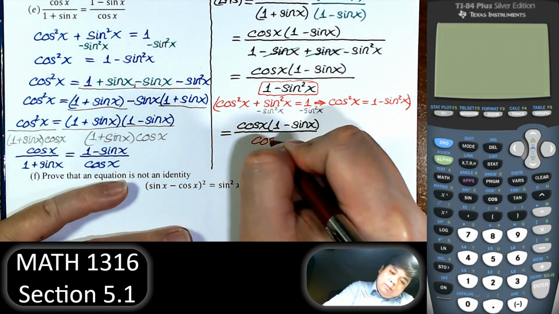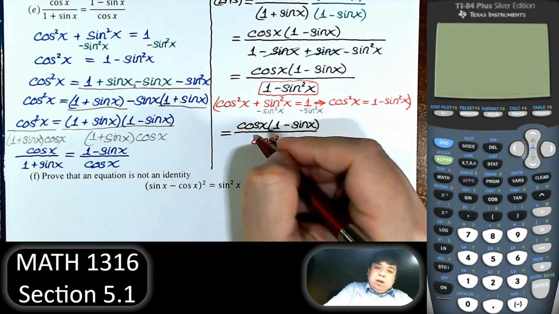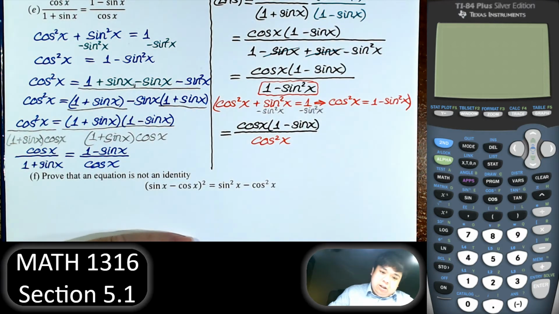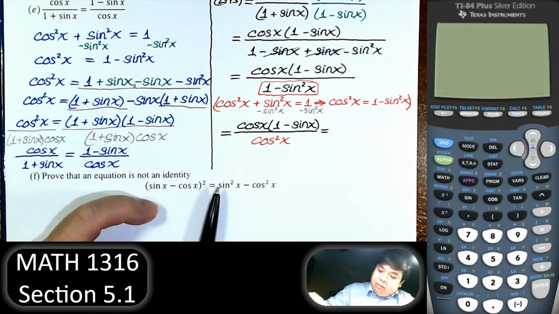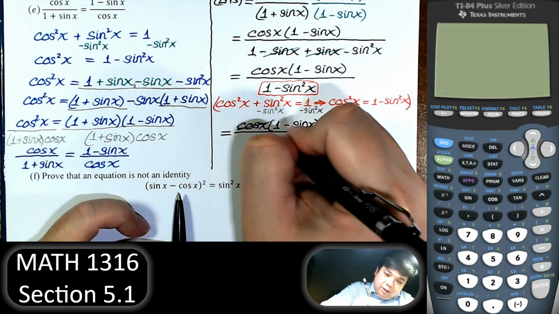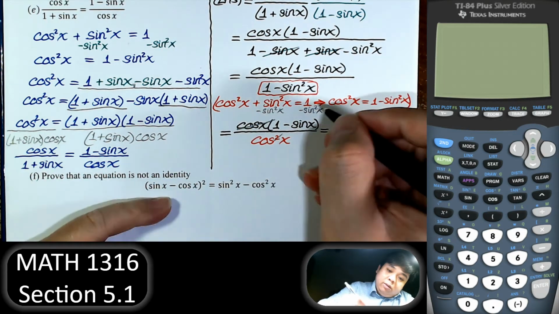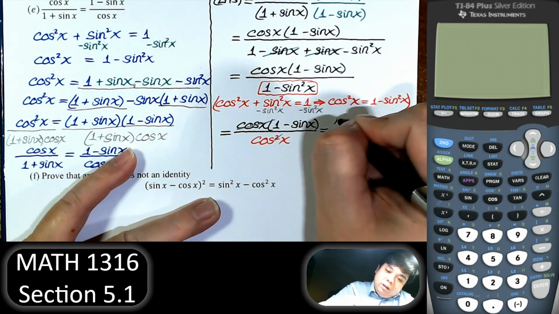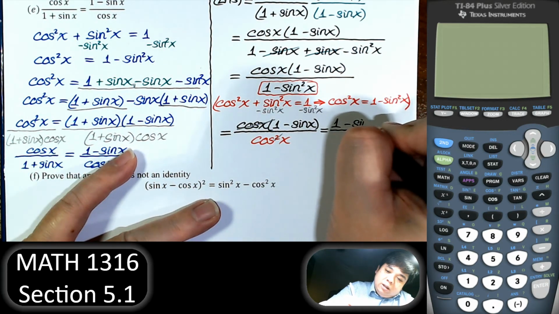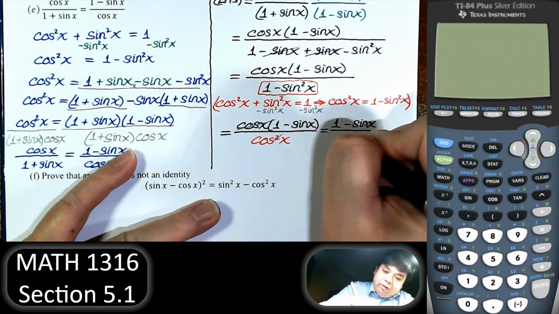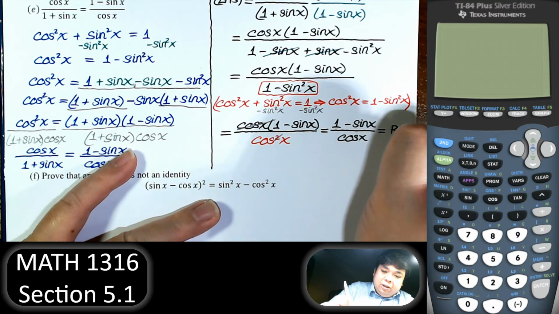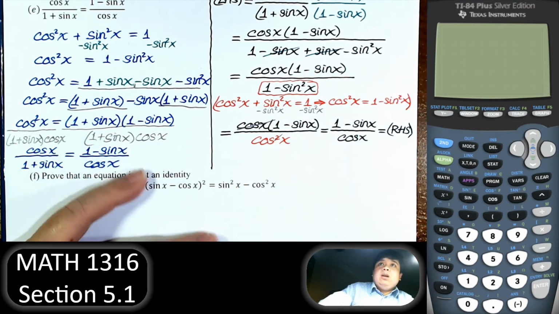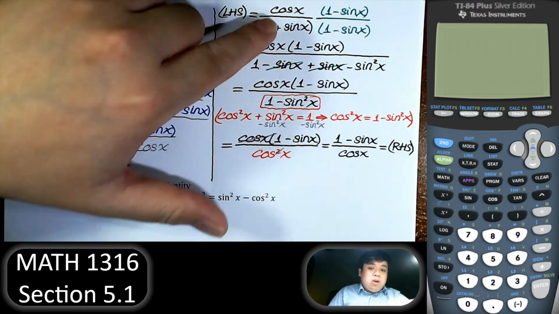Cosine square cancels cosine. So one of them stays at the bottom. So we have 1 minus sine x over cosine of x. And that is the right hand side. Right. So that certainly works. So this is another way to prove this.